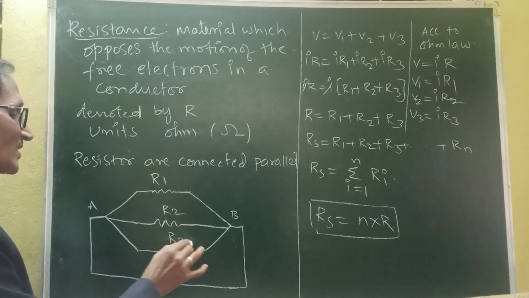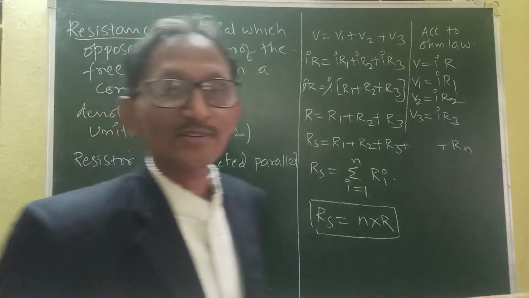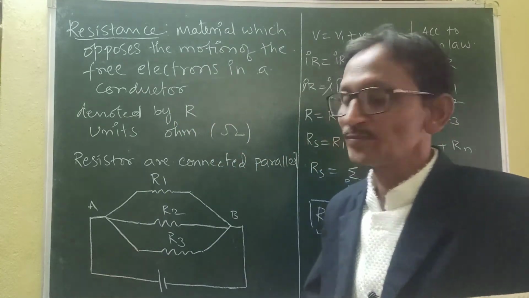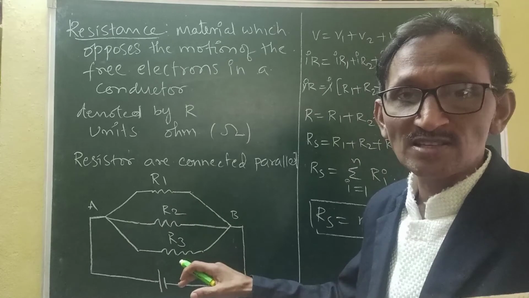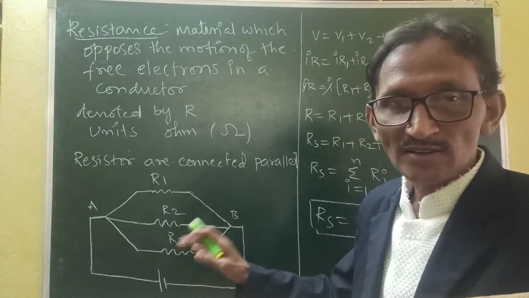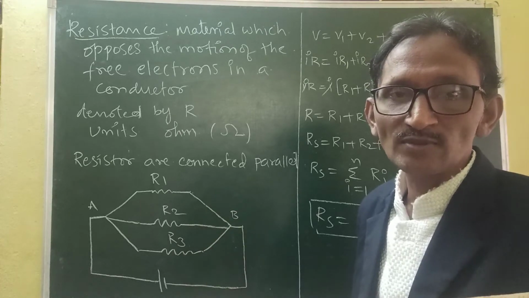So how can we define the resistors combination? Resistors 1, 2, 3: one ends are connected to one terminal of a battery, and the other ends of the same resistors are connected to the other terminal of the battery.